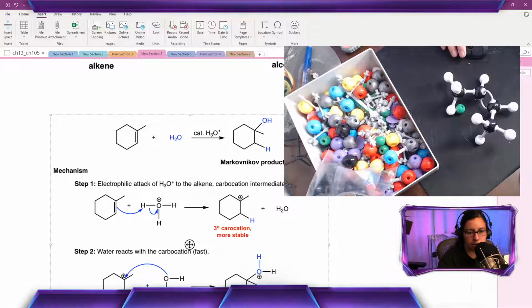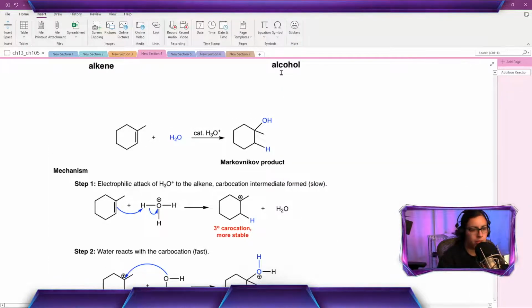Let me get rid of this. And I can't emphasize this enough. I don't think I've said it enough, actually. Our action always starts at the electrons. And so this is our little cat, H3O+. This means that it's acid catalyzed.